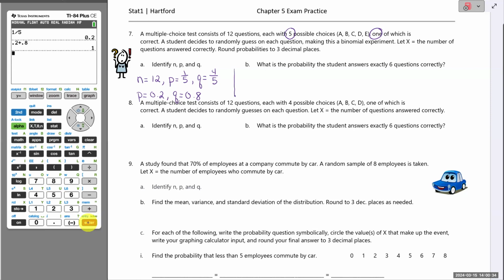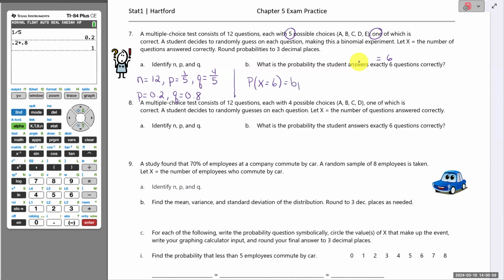And then let's do the probability. So they'd like to know for B, what is the probability that a student answers exactly 6 questions correctly? So the exact case, exactly 6, would be equal 6. So we want the probability that X, remember that's our random variable X, the number of successes, is exactly 6.